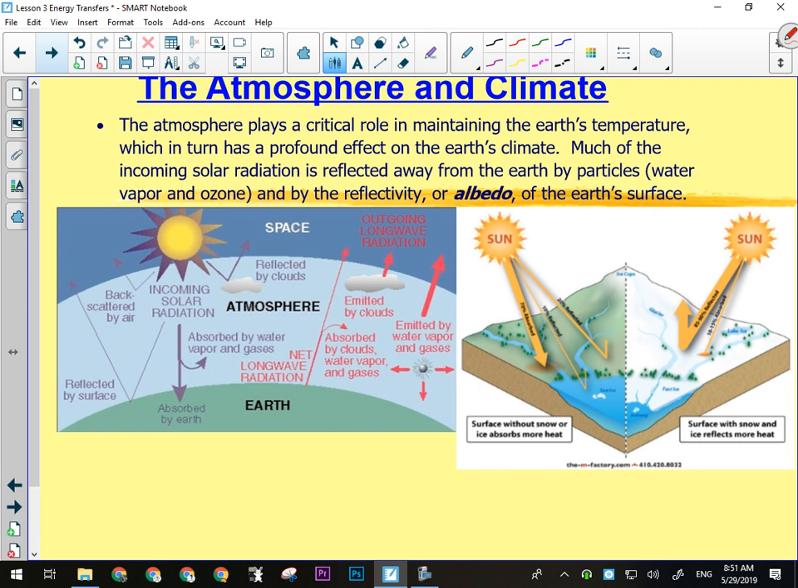All right, other big thing, albedo, super important term, super important concept. We need to know what albedo is, okay? Albedo is the reflectivity of the Earth's surface. Typically, darker colors have a low albedo, which means they absorb a lot of energy. So on a hot day, a black car versus a white car: a black car gets hot really fast because black absorbs all wavelengths of light, whereas white reflects them all off. It stays much cooler.